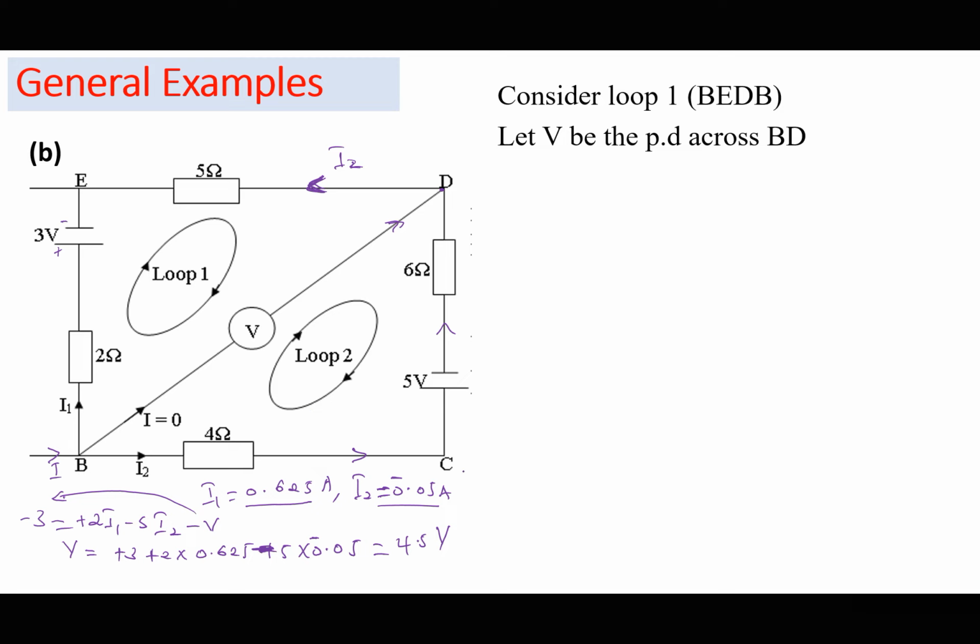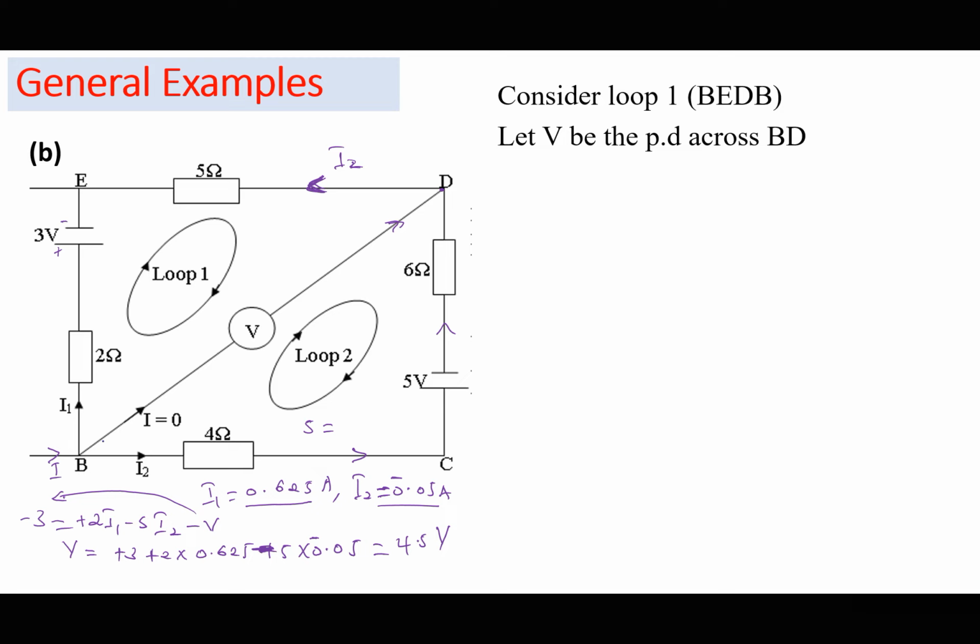B to C, no, the loop is the other way around. It is from B to D to C back to B. B, D, C back to B. So if I consider that loop, B, D, C back to B, the EMF is going to be positive 5 equals to the sum of the PDs.